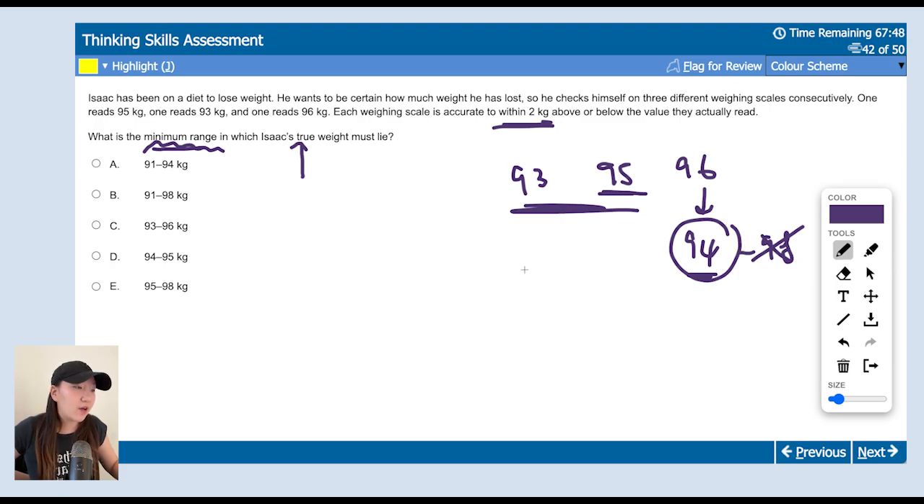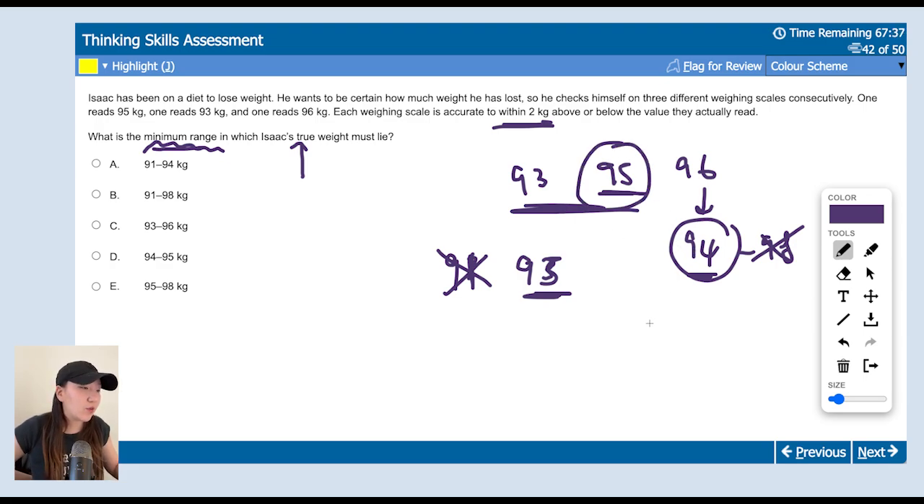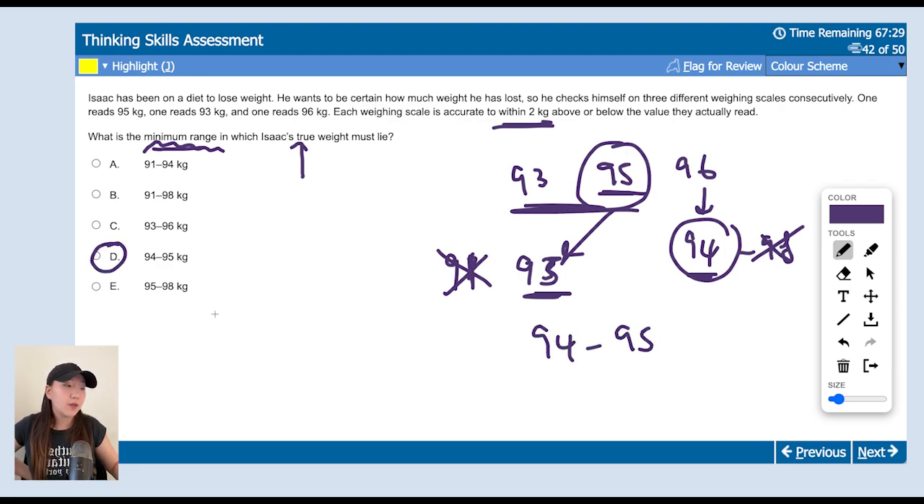And then we have 93, which can be up to 95, and it can also be down to 91. Again, we disregard that and we want to look at the 95 range. And then 95 obviously just falls within this range. So we can basically say 94 to 95 is a safe range to look at, which is D. Hopefully that makes sense.